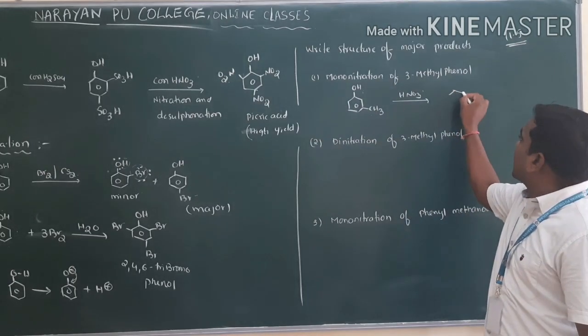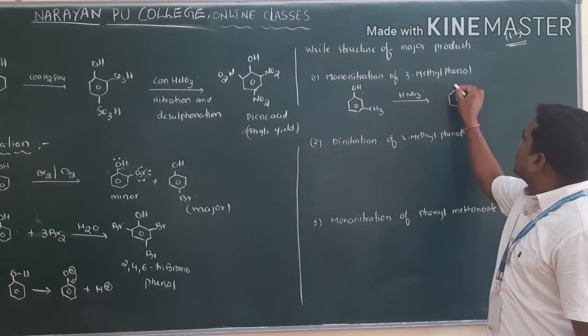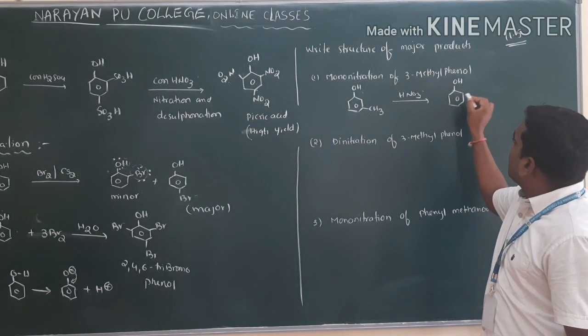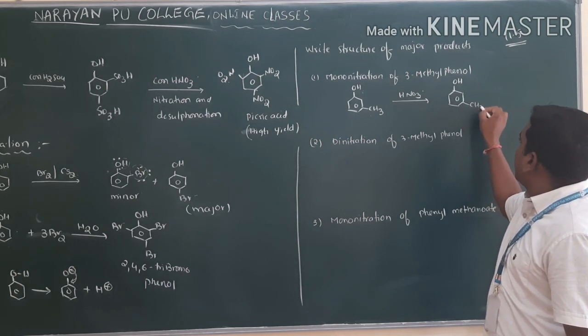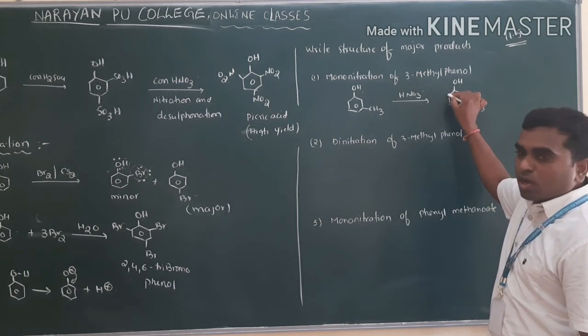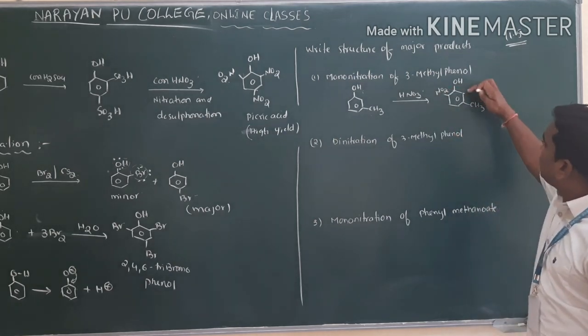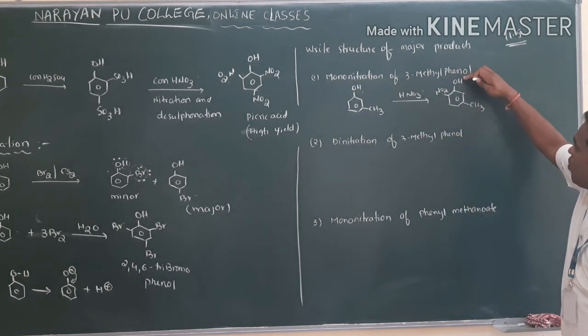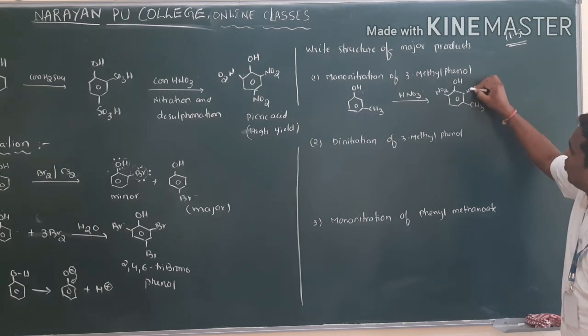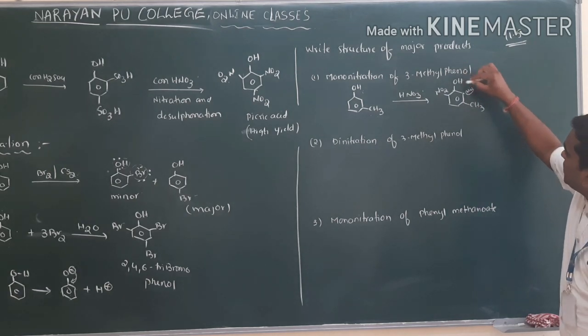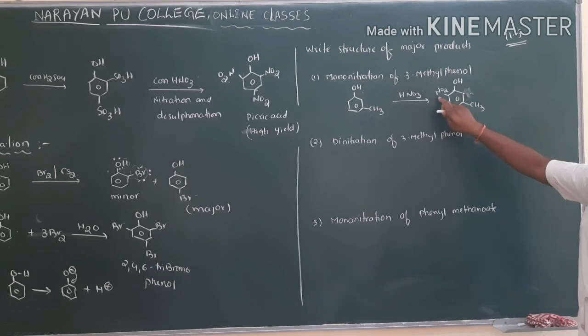So you will get the compound first at the ortho position to the OH. Here CH3 is there. This is also an ortho position. This is also an ortho position. You have to add the NO2 group here. Why? Because if you add the NO2 group here, between them, there will be repulsions between the OH and CH3, and it is unstable. So you have to write this side.